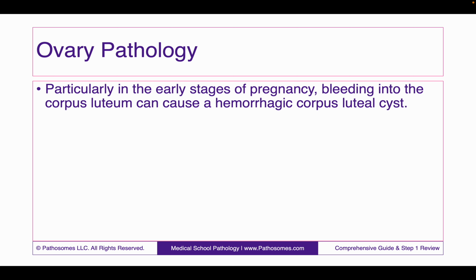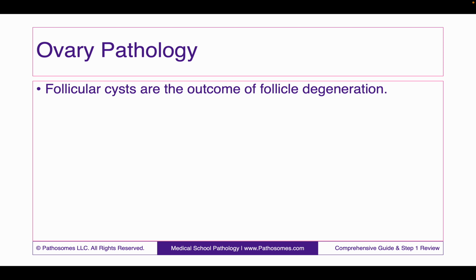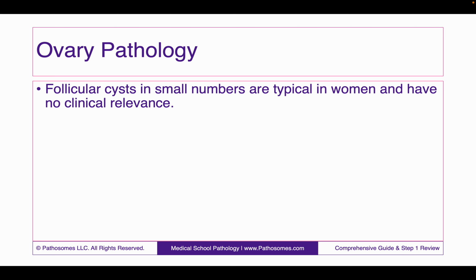Particularly in the early stages of pregnancy, bleeding into the corpus luteum can cause a hemorrhagic corpus luteal cyst. Follicular cysts are the outcome of follicle degeneration. Follicular cysts in small numbers are typical in women and have no clinical relevance.